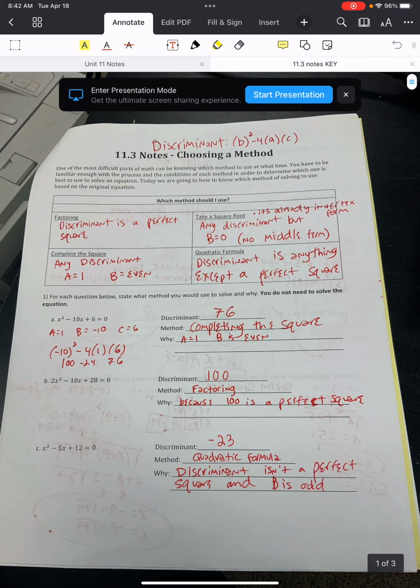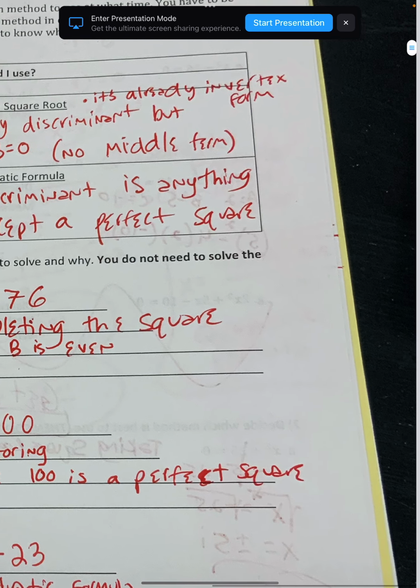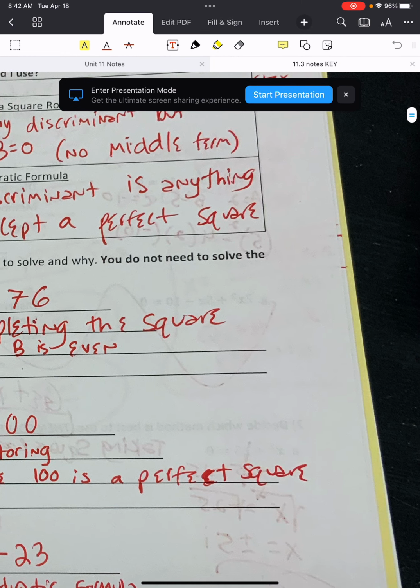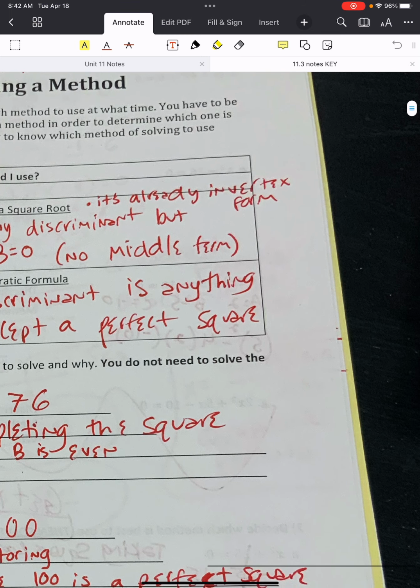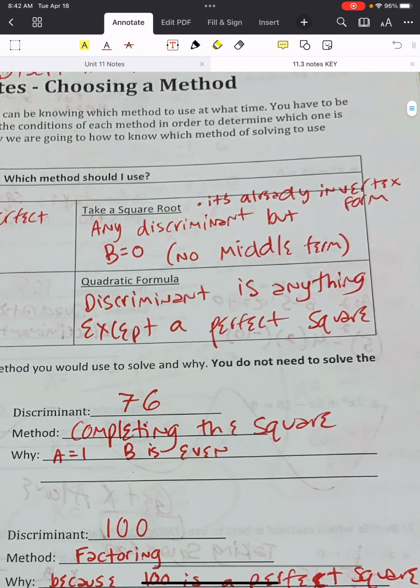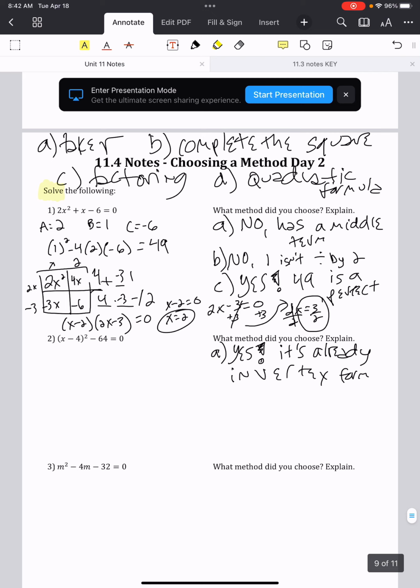Already in vertex form, right? So we take square roots. Oh man, that was not as smooth as I was hoping. Okay, already in vertex form. So then what, if I don't have to change anything, I can just take square roots. Am I ready to take a square root right from the beginning?